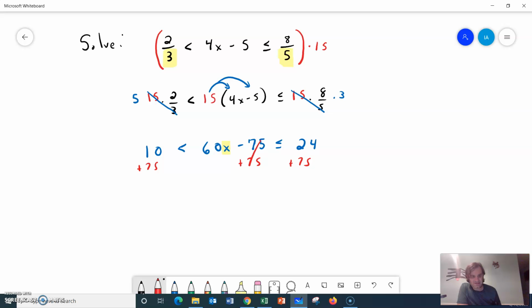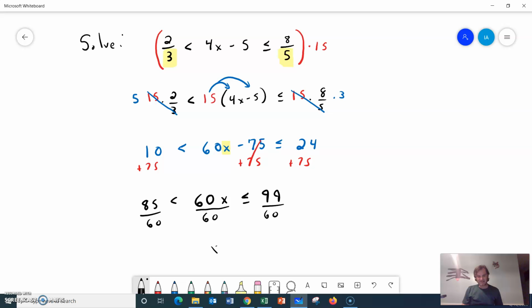So that will give us, looks like 85 less than or equal to, I keep saying less than or equal to, but less than, so 85 less than 60x less than or equal to, and that looks like 99, oddly enough. And then we want to get rid of the 60, so we'll divide all three parts by 60. Now I'm back to fractions, so let's see here. That's going to cancel out and leave me x in the middle.